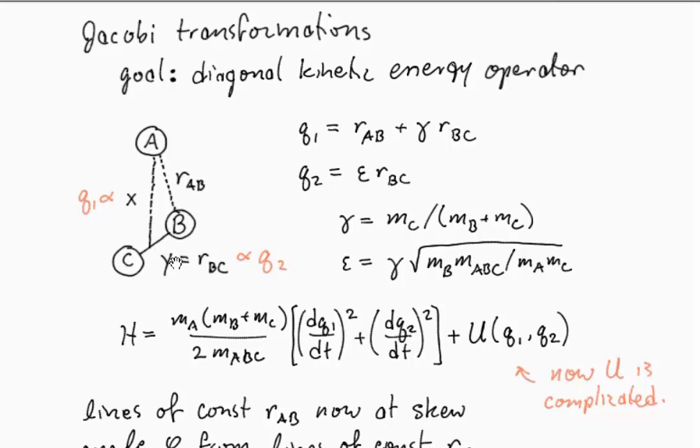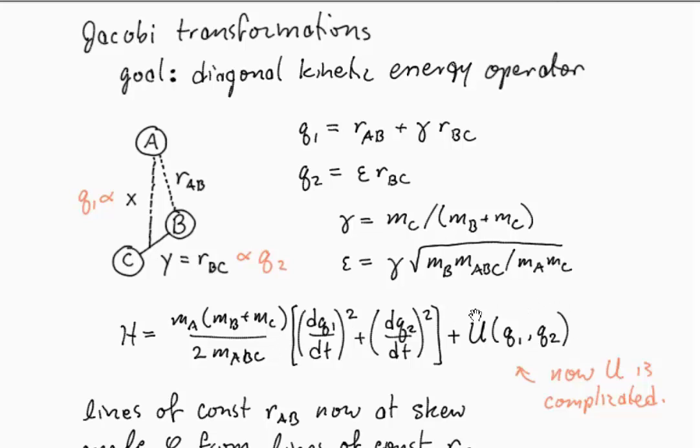Now, you can scale these coordinates x and y and get new coordinates: Q1 is R_AB plus gamma, an undetermined constant, times R_BC, and Q2 is just a scaled version of the BC bond length. And now we can determine these two constants, gamma and epsilon, so that you diagonalize that kinetic energy operator. And so what does a diagonalized kinetic energy operator look like? Well, notice that the two velocities, Q1 and Q2, both appear like regular, as though they were Cartesian variables, and you have a single mass associated with both of them. So this is a particularly convenient form of a diagonalized kinetic energy operator, that you have one mass for both.